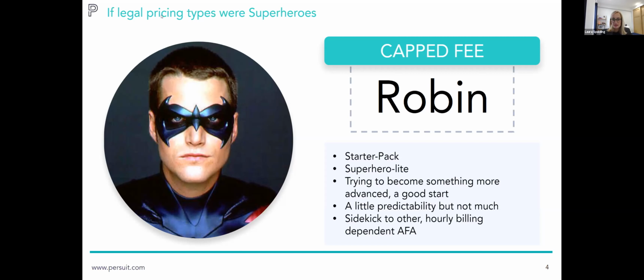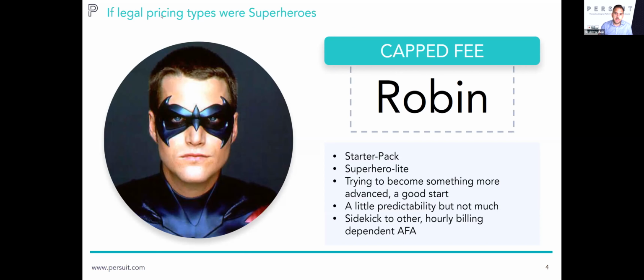So we compared capped fees to Robin. I know that a lot of our friends on the call probably love capped fees, so don't be offended too much by this. Robin is really more of a superhero light, and we think capped fees are really more of an AFA light. It's not a full AFA because you're still relying on hourly billing to ultimately determine how much you pay. And the fact that it shifts all the risk to the law firm sounds great in theory.